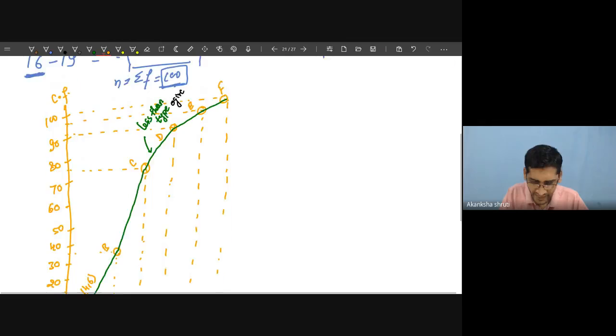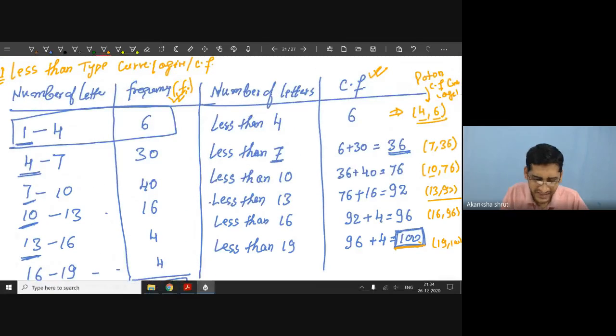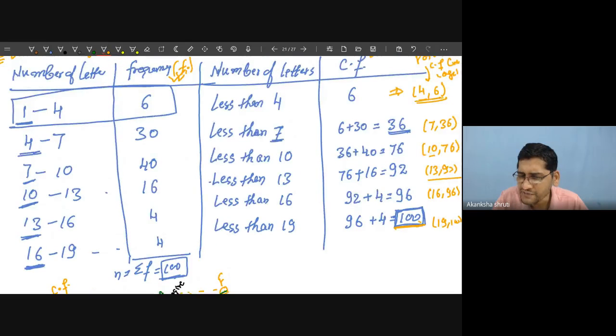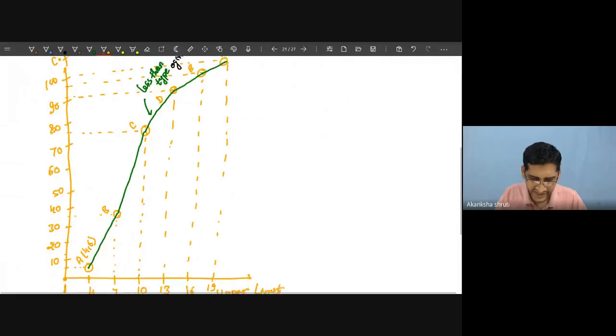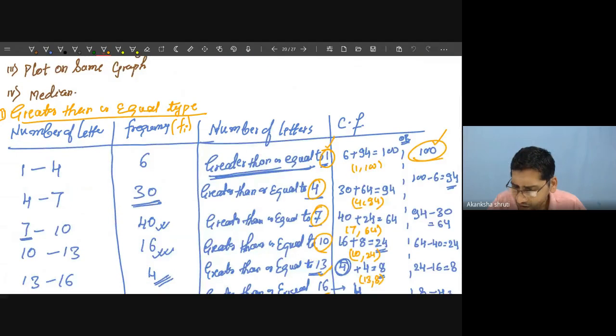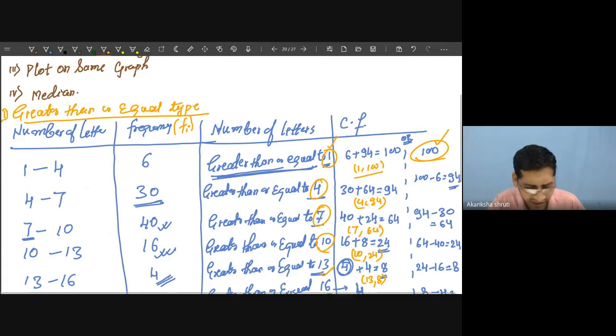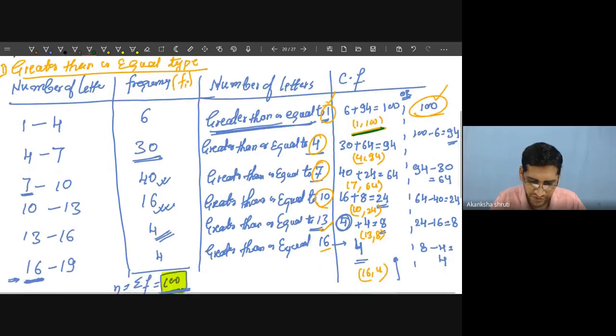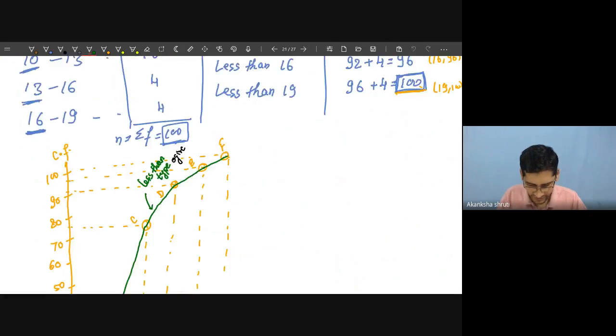And this plot we have done was for the less than type. Now for the greater than type, like this point 4 and 6, observe it carefully. For the less than type, the first plot was 4 and 6. But for the greater than type, the first plot is 1 and 100. Okay, student? So be careful. Write this as 1 and 100. So 1 and 100 have to be plotted first on the same graph.